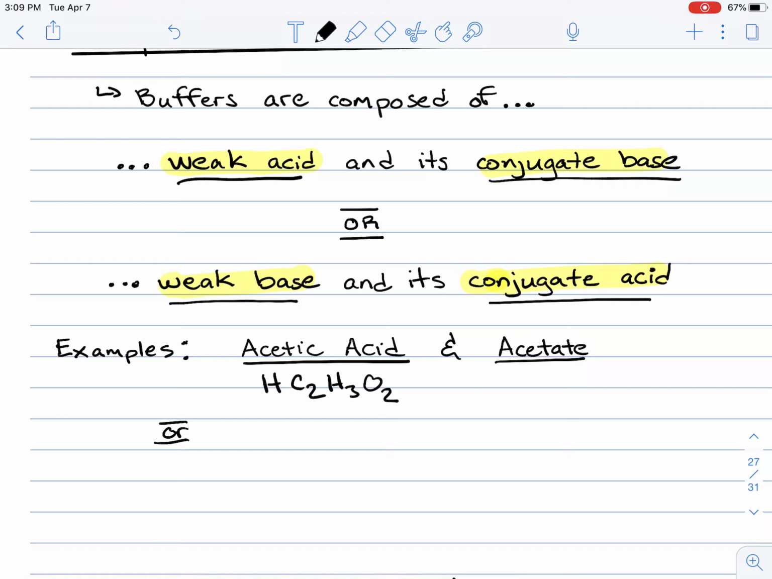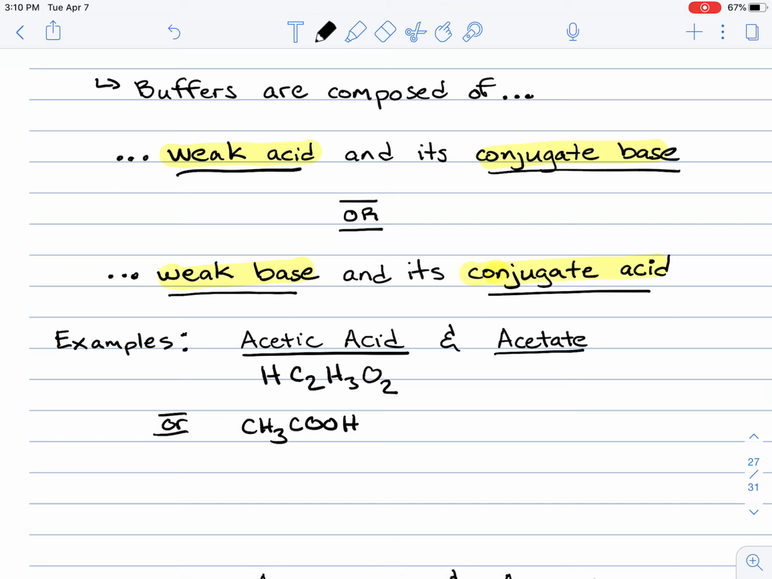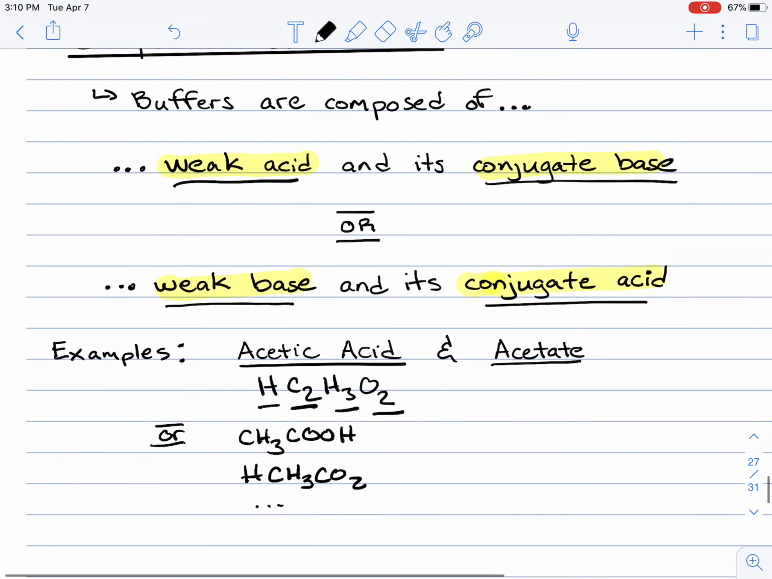Another way that acetic acid can be presented is CH3COOH, or HCH3CO2. There are slight variations of acetic acid. However, whenever you are looking at this compound, if you can count 2 carbons, 3 hydrogens, and 2 oxygens, and an extra hydrogen, then that's most likely going to be acetic acid.